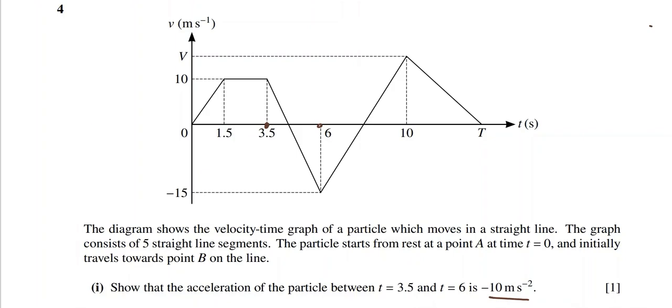So we can see that the graph is going down from here to here, and the gradient of a VT graph is acceleration, and that's what they are asking us. We'll just find the gradient of this. Let's find the coordinates of this point.